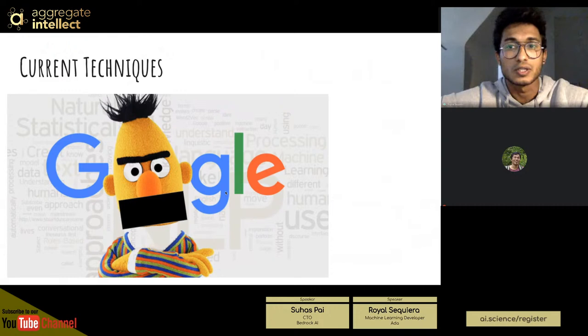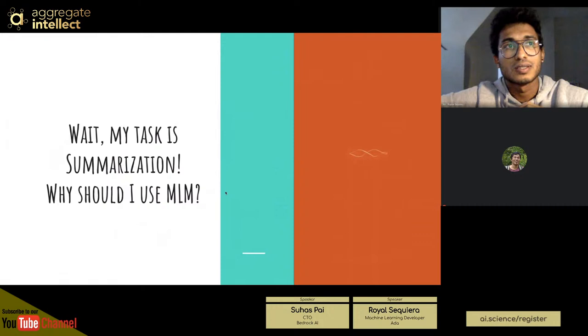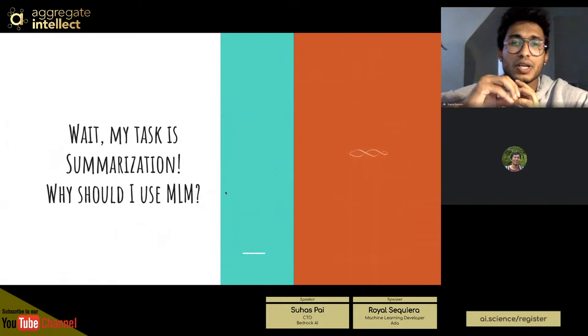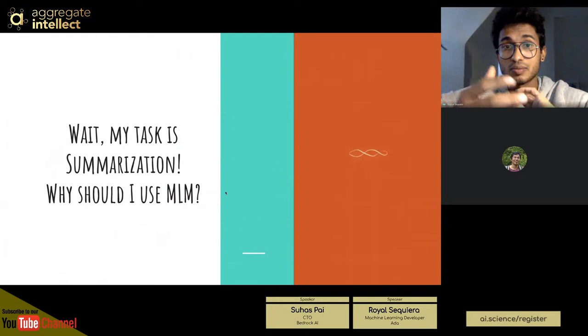But the interesting question here is, our task is summarization. When the task is summarization, why should we be doing masked language modeling, right? Shouldn't our pre-training objective be much more aligned with the downstream task, which is at a sentence level, rather than using something like a masked language model?